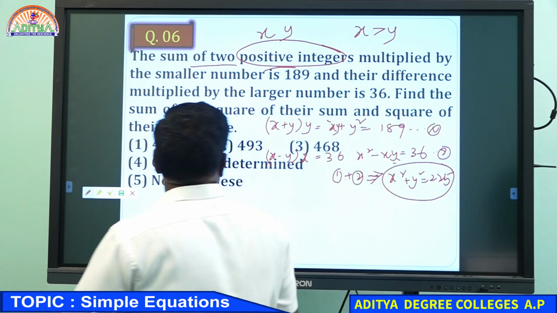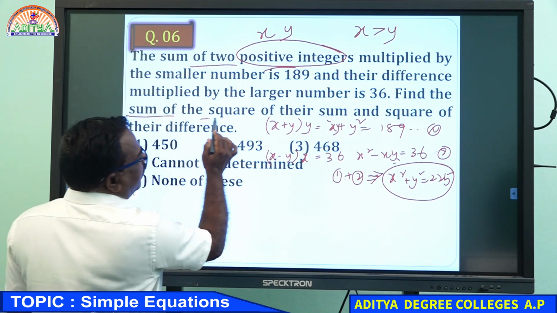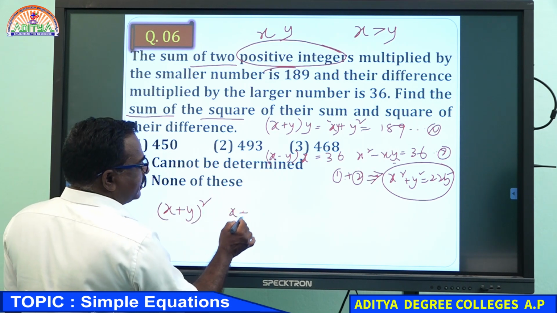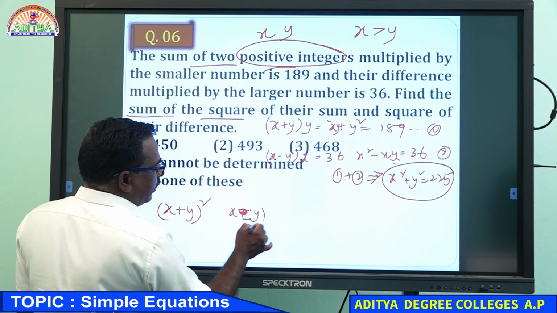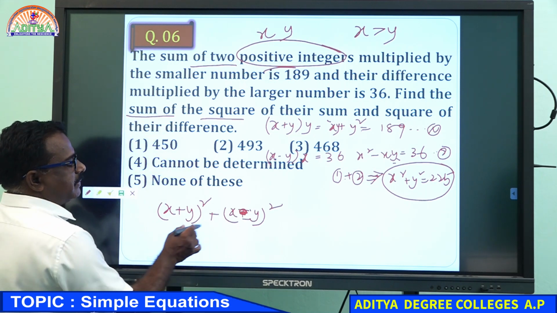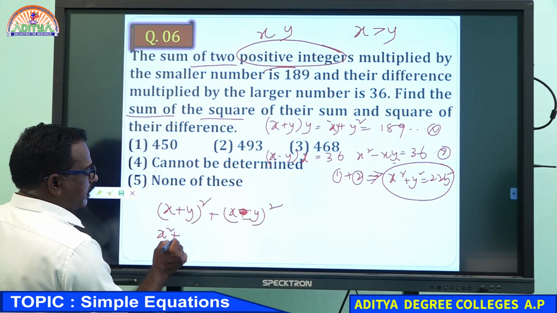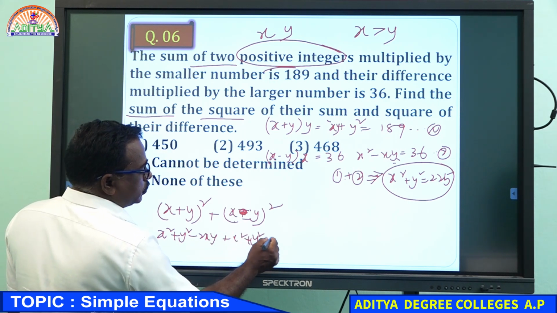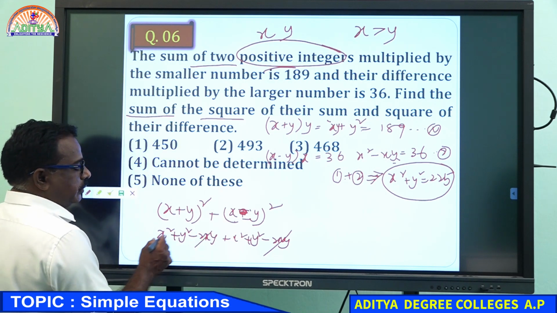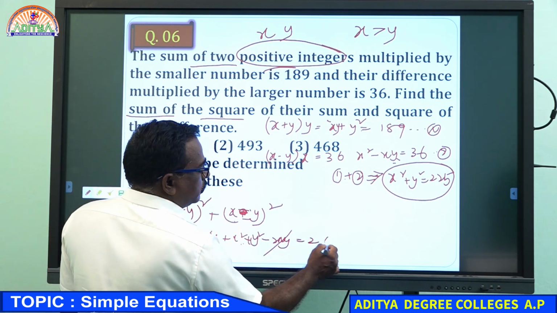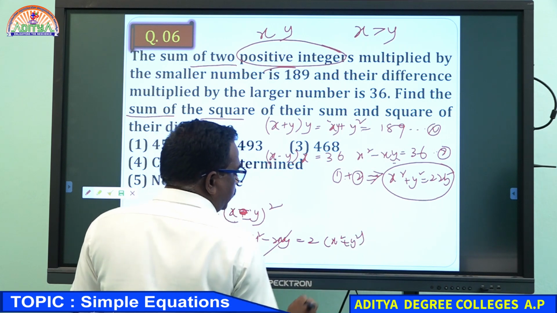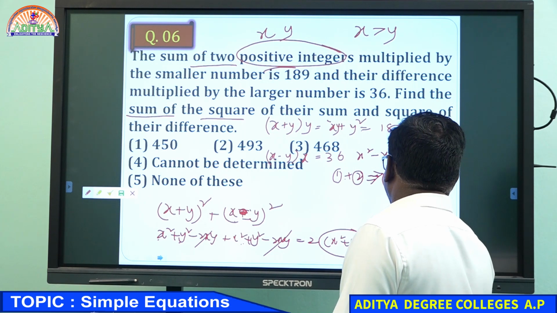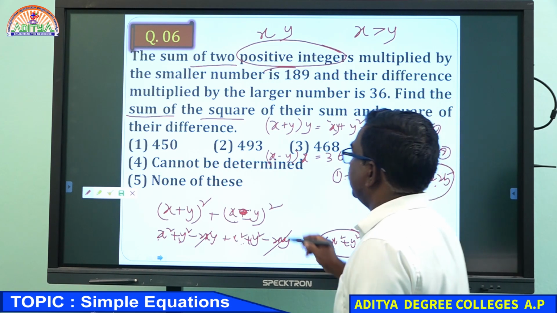But what is the actual answer they are asking? Find the sum of the squares of their sum and their difference. (a plus b) whole square, (a minus b) whole square: x square plus y square plus 2ab, x square plus y square minus 2ab. They cancel. 2 times x square, 2 times y square. But we know this value as 225. So 2 into 225, that is 450. It's a question given many times in exams.